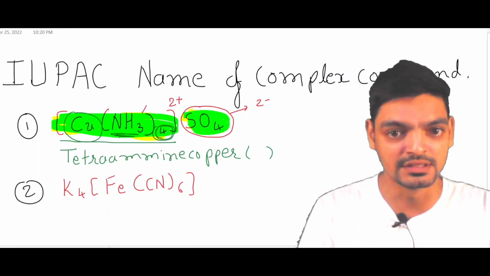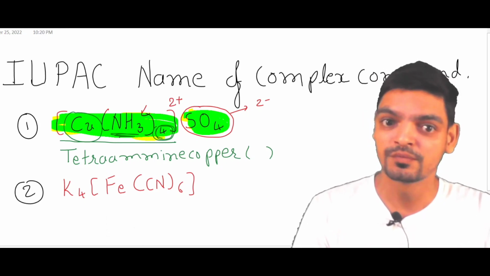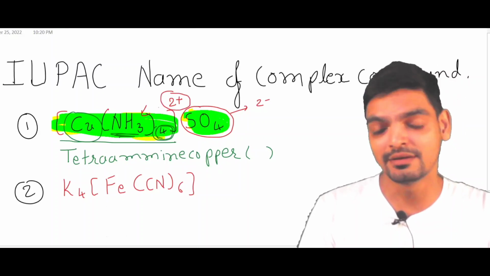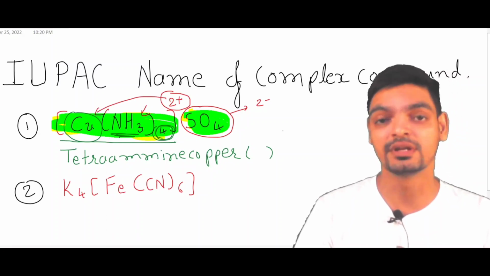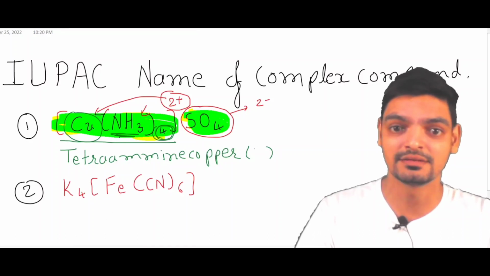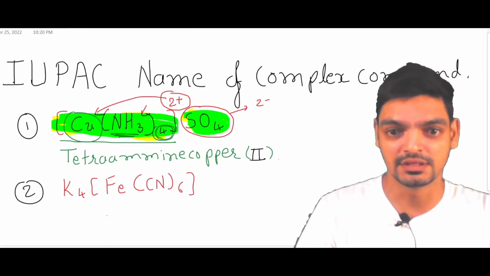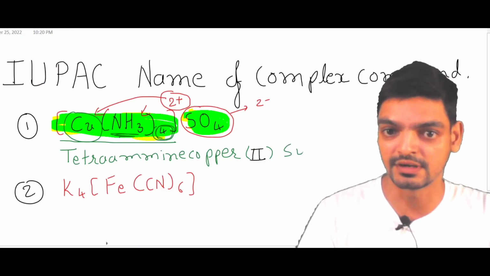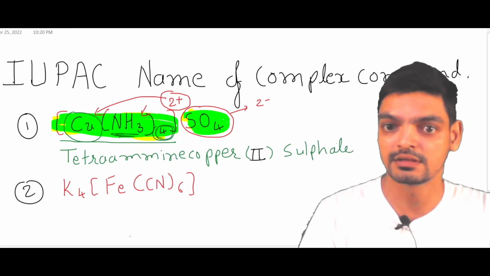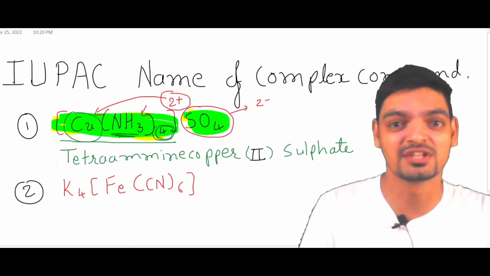And ammonia is a ligand, which is a neutral ligand. So whatever charge the positive ion has, it goes to the central copper metal atom. So here the charge of the metal ion will be plus 2. So copper(II) we need to write. And then at last the name of the counter ion, after leaving a space, we'll write it as sulfate. So this is how we can write down the name of a positively charged complex ion.